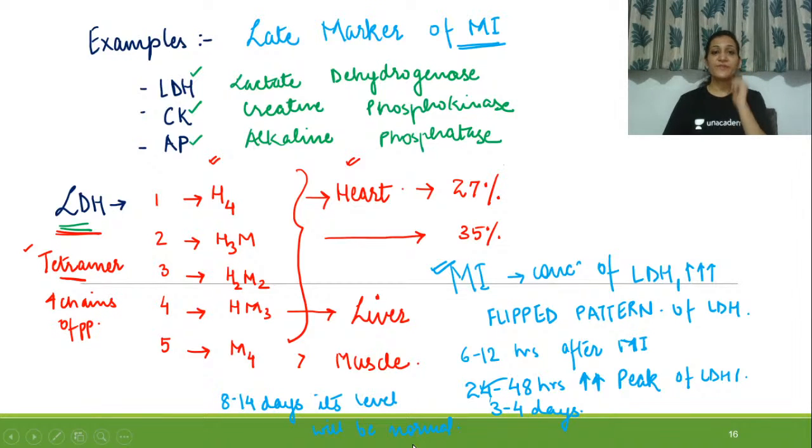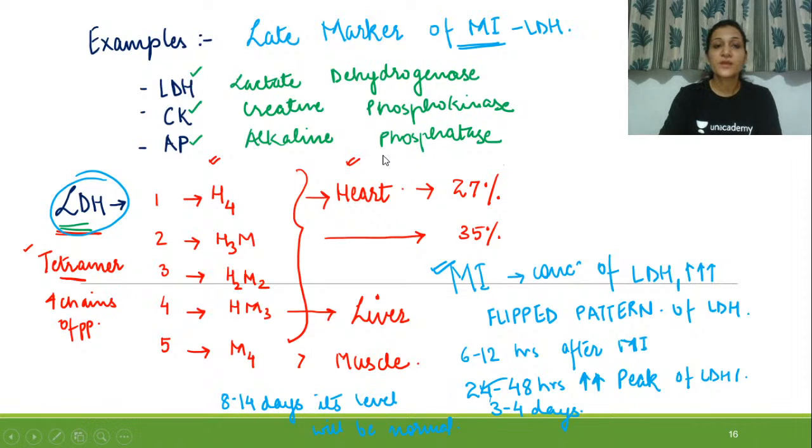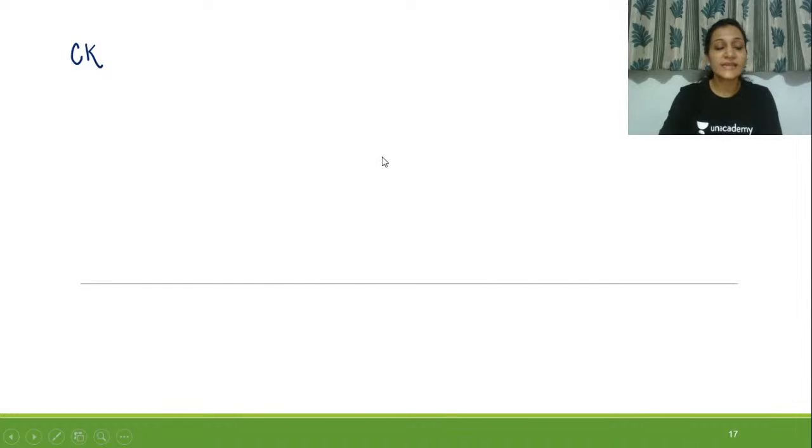So we have discussed everything about LDH, our first example. Right? Now let's move towards the second example, that is creatine phosphokinase, CK. What is its reaction? For LDH, we saw the reaction in the very first slide, where lactate is converted into pyruvate with the help of lactate dehydrogenase. So we just did not repeat it in the last slide.